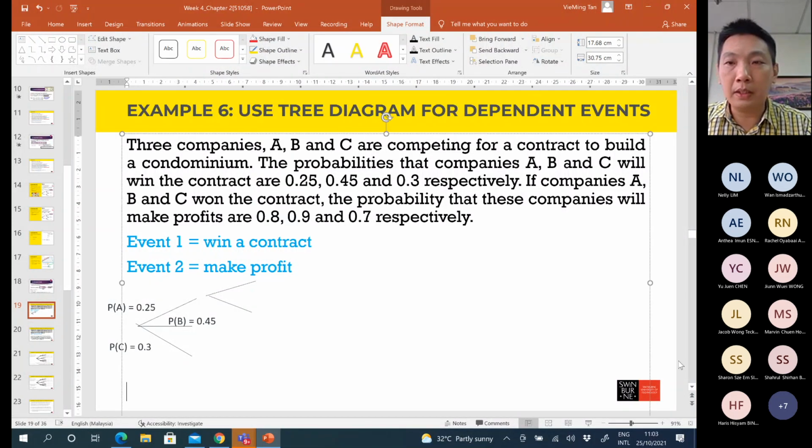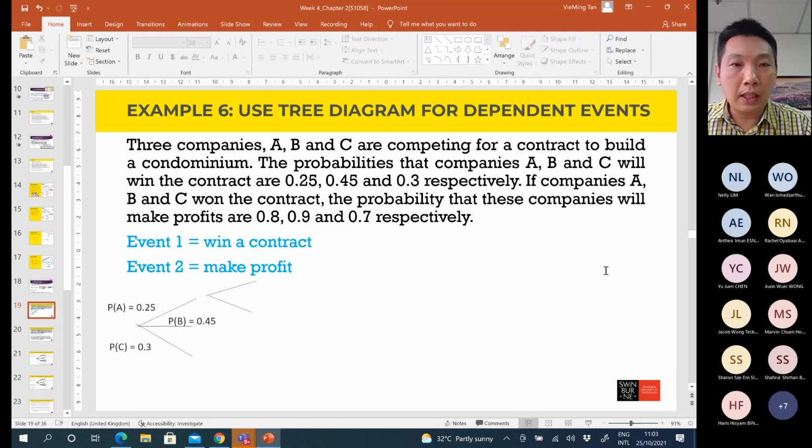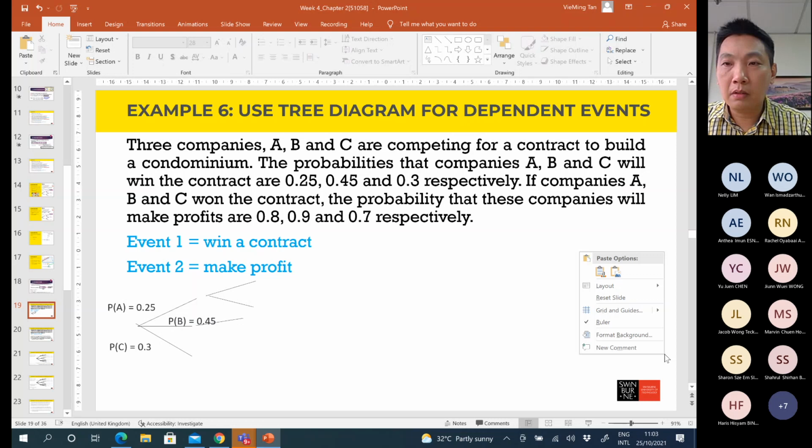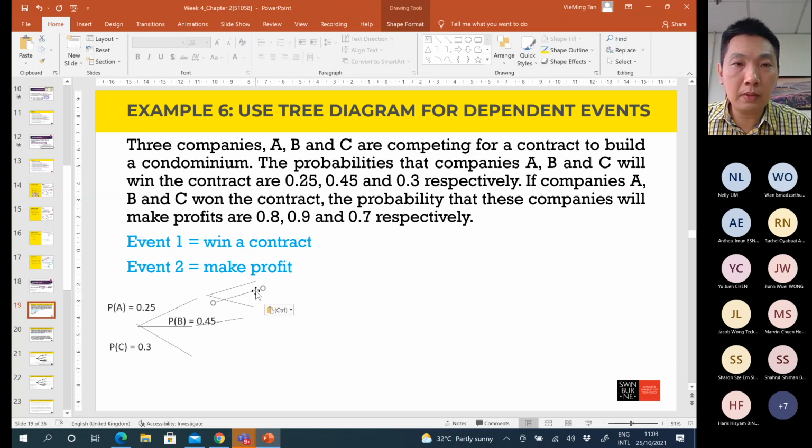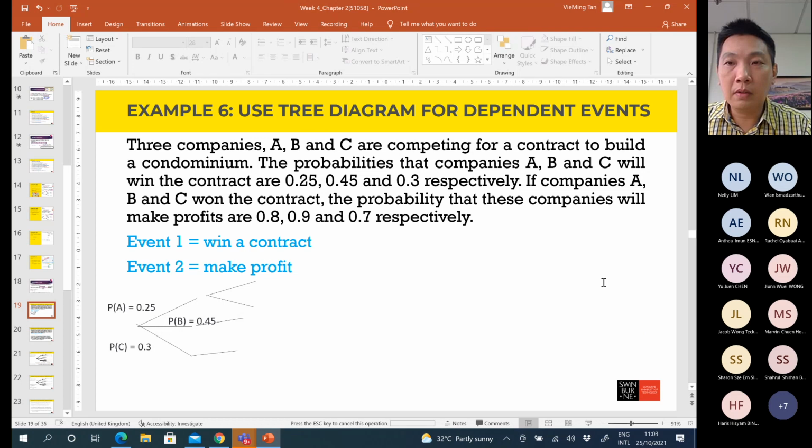So I try to copy the branch. We call this a branch to company B. For company C as well. Now it's only a draft.